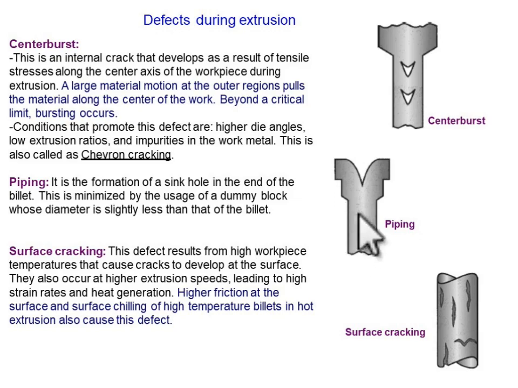Now the piping effect is the formation of a shrink hole at the end of the billet, and this can be minimized by using a dummy block, which I discussed earlier. And surface cracking basically occurs if you are using the extrusion process at high speed and high temperature. To eliminate this problem, we can reduce the temperature, and we can reduce the speed of extrusion.